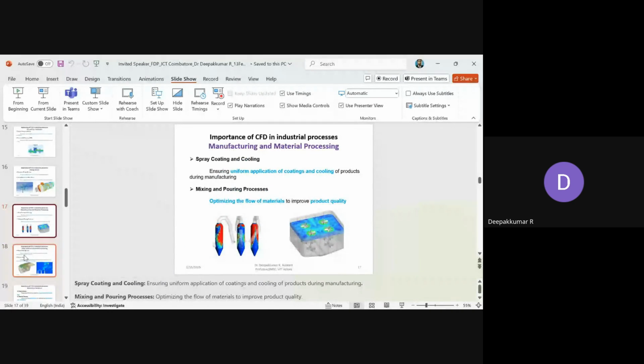And another important industry is manufacturing and material processing industries. Particularly, in spray coating and cooling systems of any manufacturing component, CFD plays a role in determining how fast or how slow the rate of cooling is. And in coating industries or spray coating industry, it ensures the uniform application of coatings, and in mixing and pouring industries, pouring processes, optimizing the flow of material improves the product quality. So CFD plays a major role.